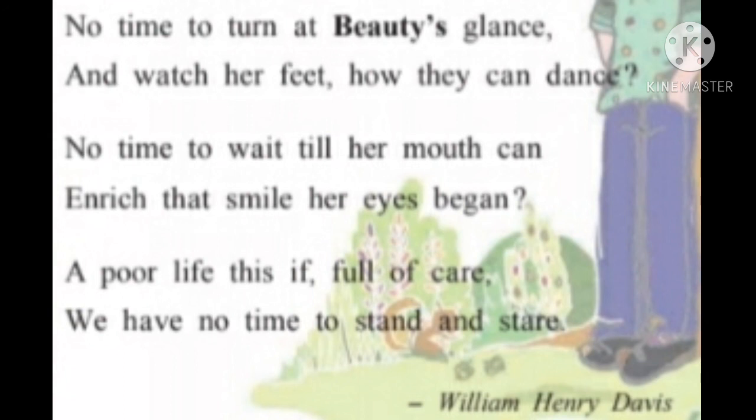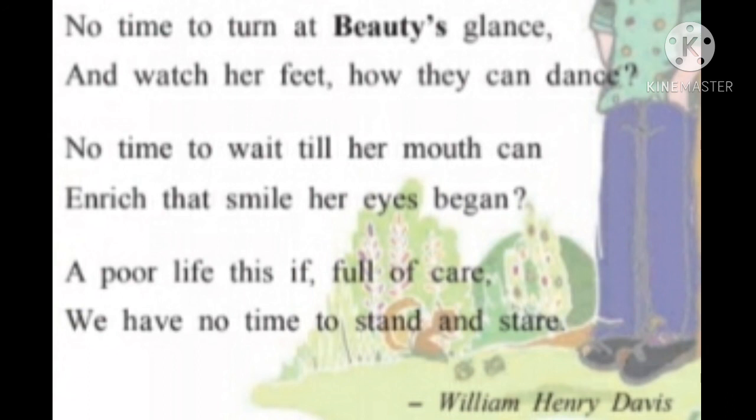Students, let's understand the last couplet. A poor life this is if full of care, we have no time to stand and stare. Here you might think that the poet has used this line again, we have no time to stand and stare, because the poet wants to focus on that line so that you could look towards nature. Here in the concluding lines, the poet repeats that our life is very poor. It is full of stress, anxieties, worries, so we don't have time to appreciate and enjoy the beauty of nature.